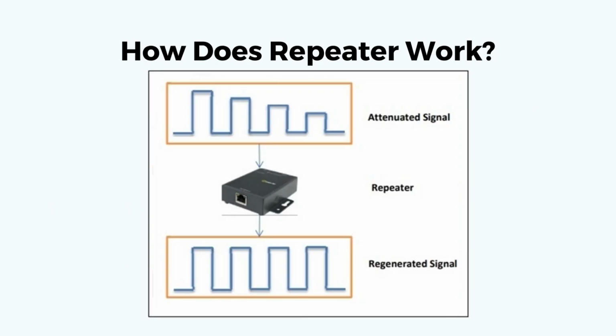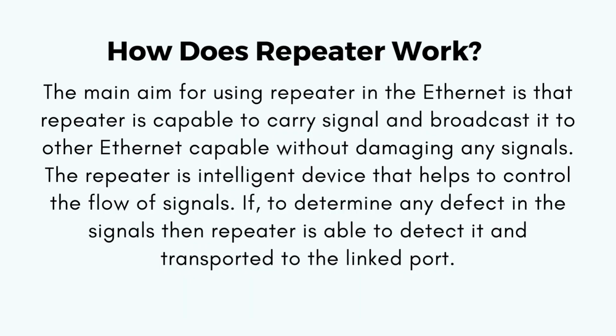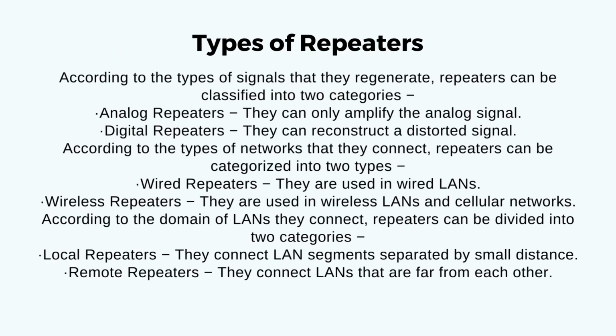How does a repeater work? The main aim of using a repeater in Ethernet is that the repeater is capable of carrying a signal and broadcasting it to other Ethernet segments without damaging any signals. The repeater is an intelligent device that helps to control the flow of signals. If it determines any defect in the signals, then the repeater is able to detect it and transport it to the linked port.